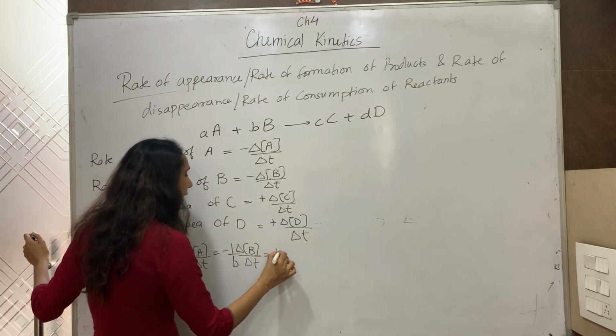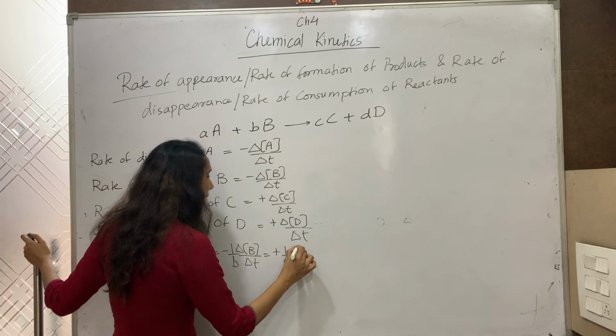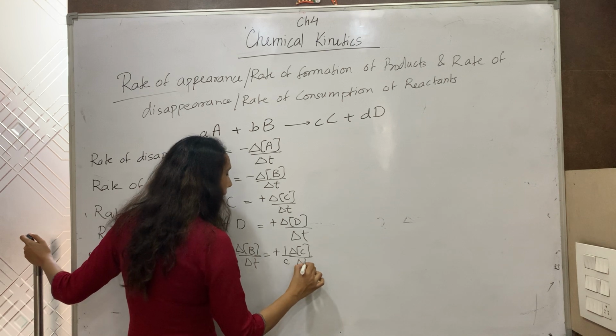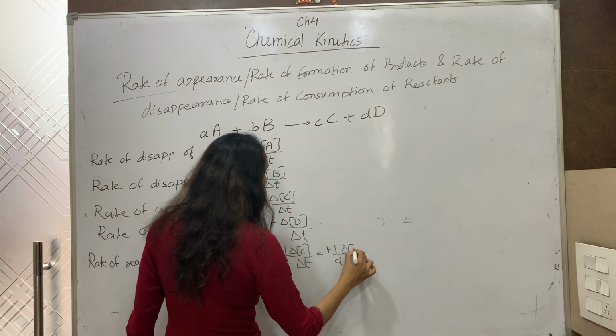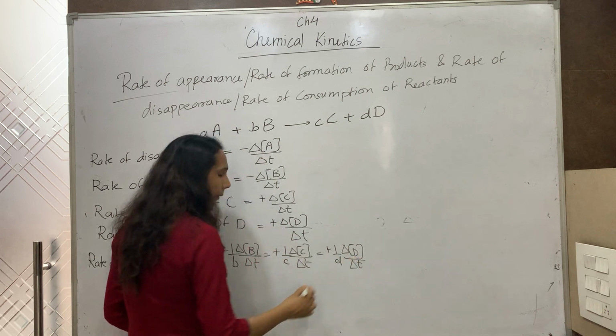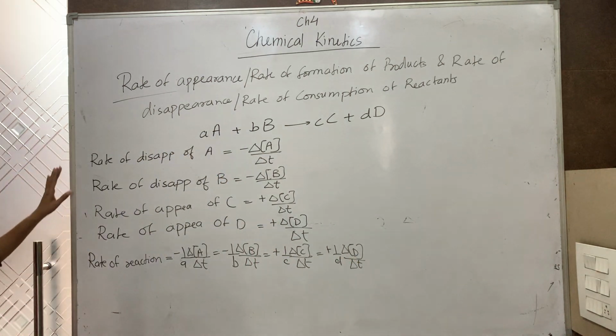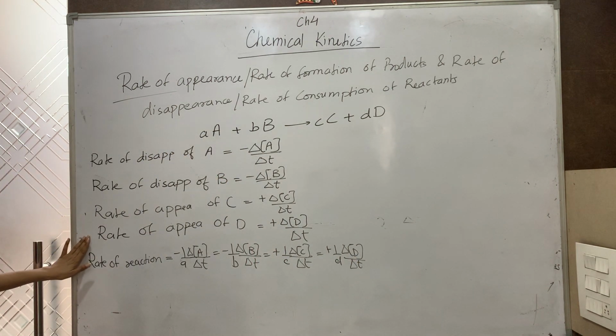In terms of C, it is plus 1 upon C delta C by delta T. And in terms of D, it is 1 upon D delta D by delta T. So this we have written separately, the rates of disappearance and appearance, and then the rate of reaction.